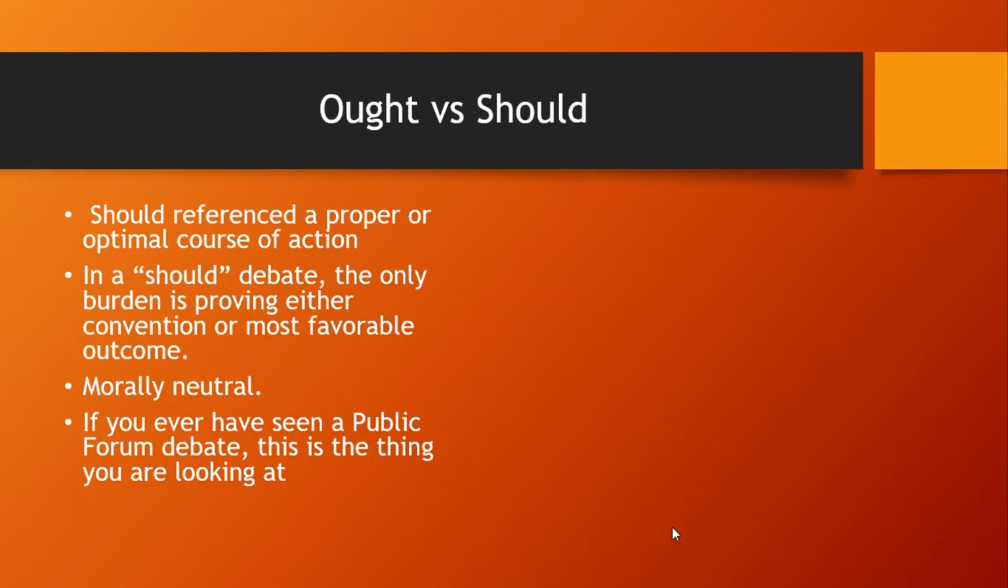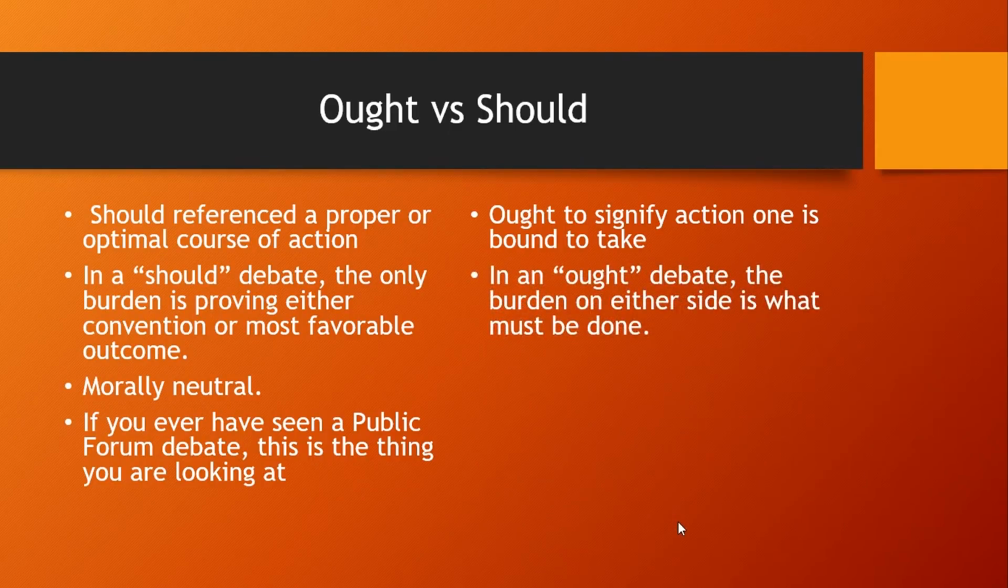All right, so if you've seen a public forum debate, you know what I'm talking about when I talk about should. Ought's different though. It signifies an action one is bound to take. So there's no optimal or proper clause. It's more what is someone supposed to do? What do you have to do? In the ought debate, the burden on either side is what must be done, not just this is what is done most often, this will give you the best outcome. What do you have to do?